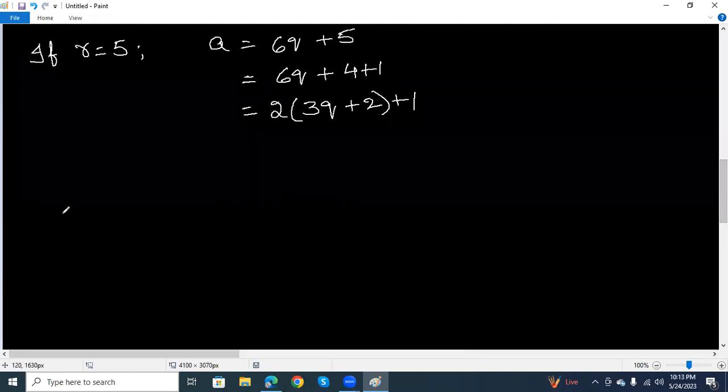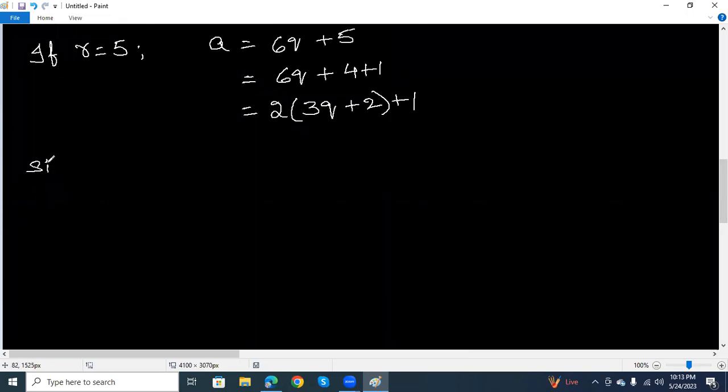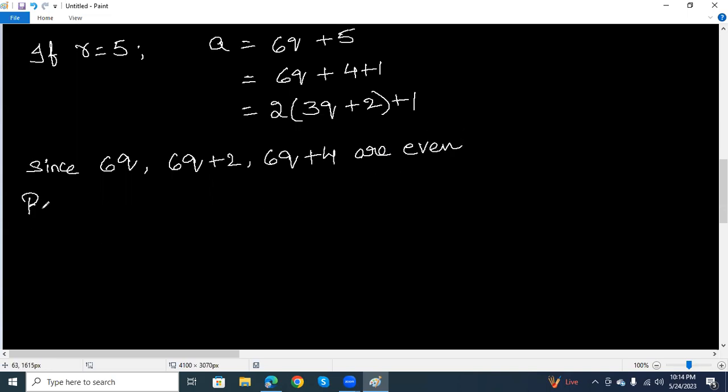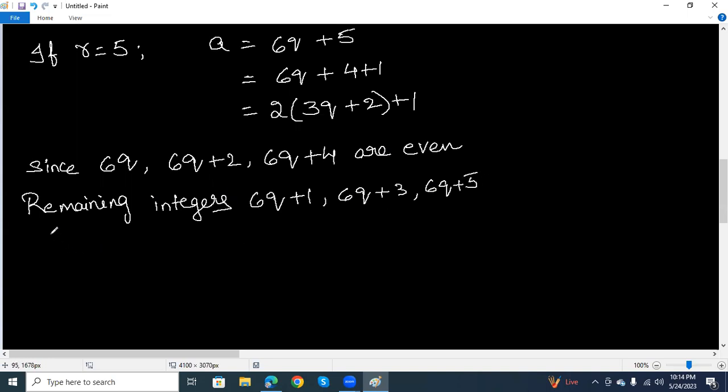So since 6q, 6q plus 2, 6q plus 4 are even, because they are in the 2n form, the remaining integers 6q plus 1, 6q plus 3, 6q plus 5 are odd form. Okay, that's it. We can conclude in this way.